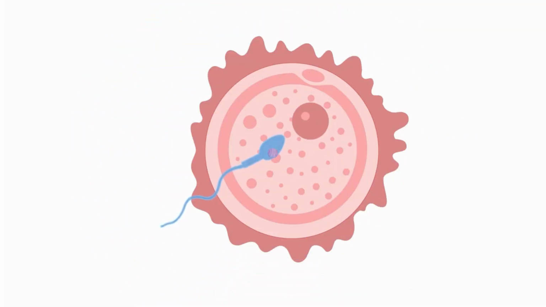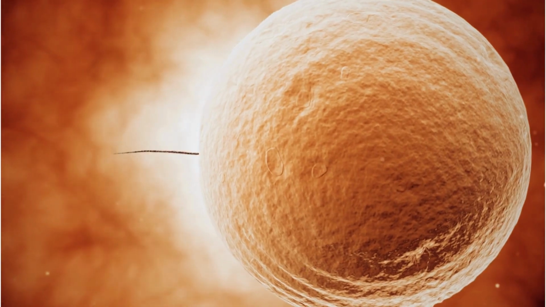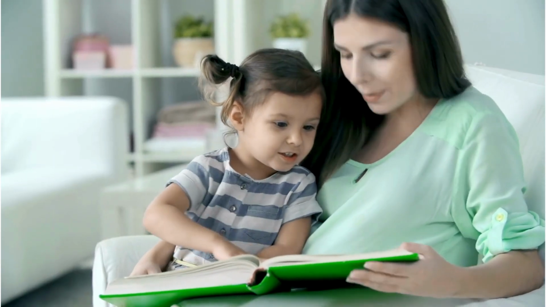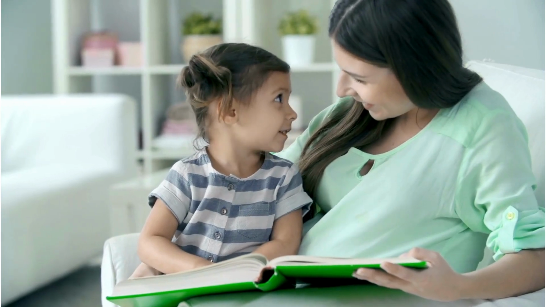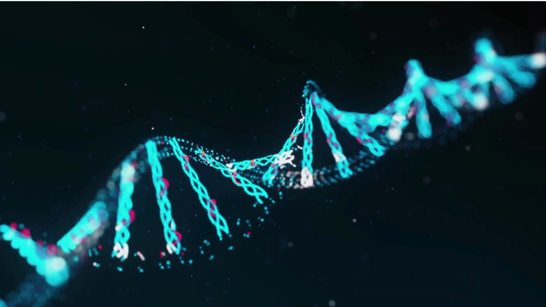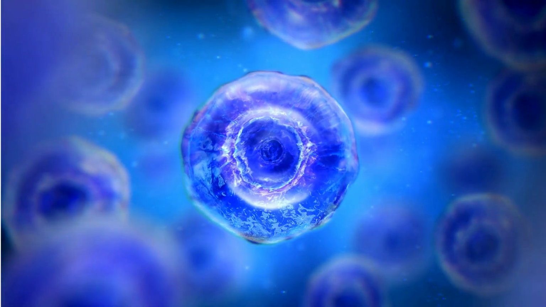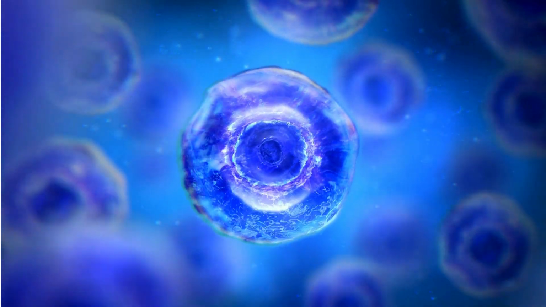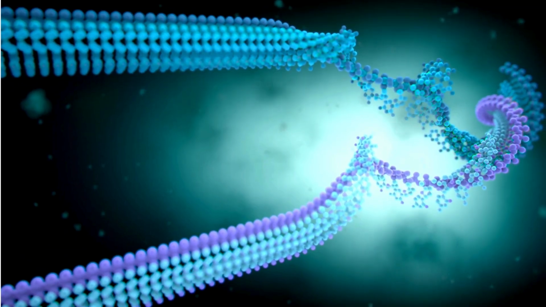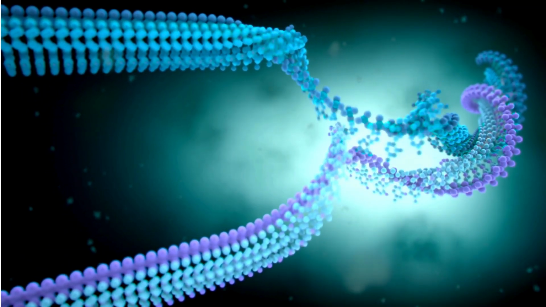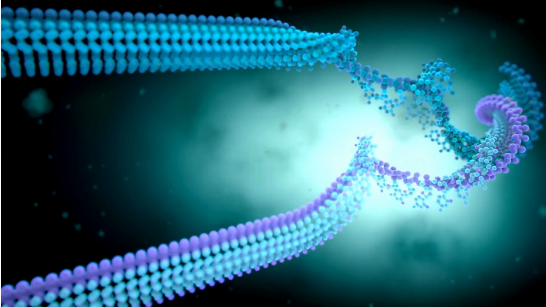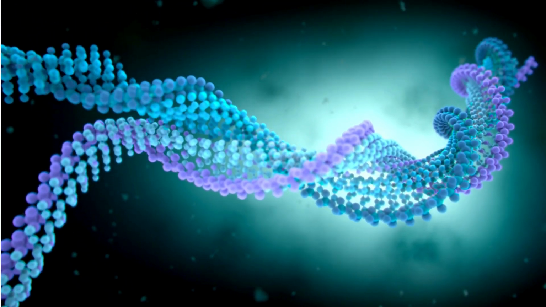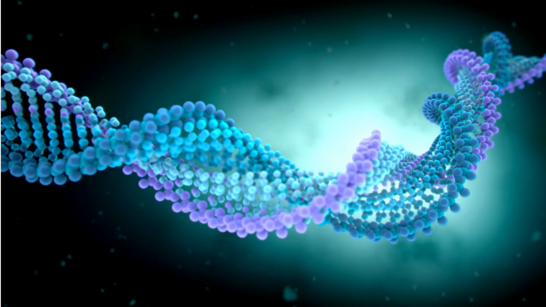When the sperm enters the egg, the tail is no longer needed and disintegrates. The head of the sperm fuses with the egg. The sperm's nucleus, which carries the father's DNA, fuses with the egg's nucleus, which contains the mother's DNA. The genetic material from both mother and father combines to create a complete set of 46 chromosomes, half of which are inherited from each parent.